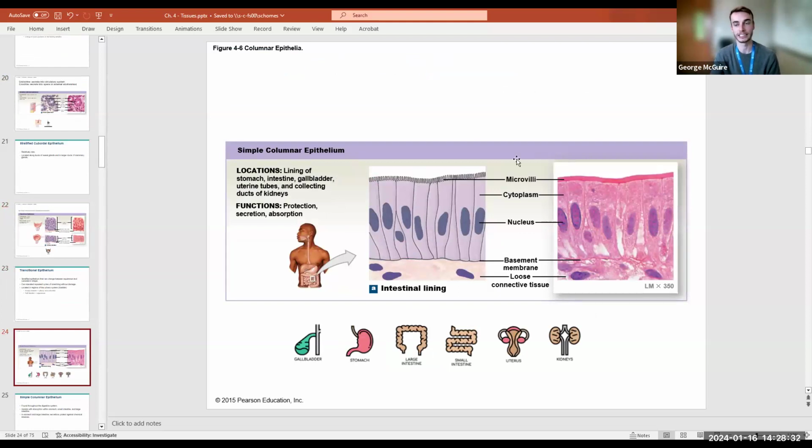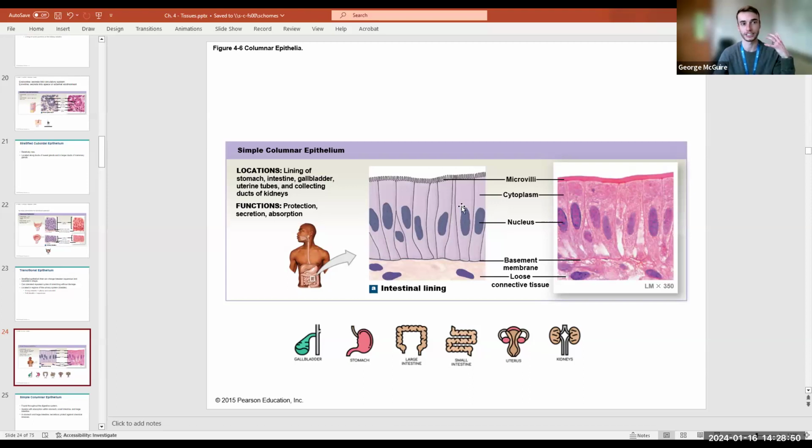And this is often lining a lot of those lumens that I was talking about, so the spaces inside individual organs, such as the lining of the stomach, intestines, gallbladder, uterine tubes, the kidneys. That's where you're most likely going to find these columnar epithelium that need to secrete into that space or absorb things out of that space.